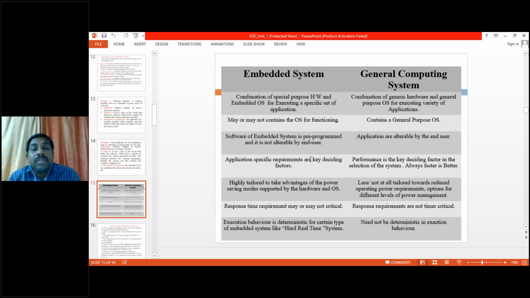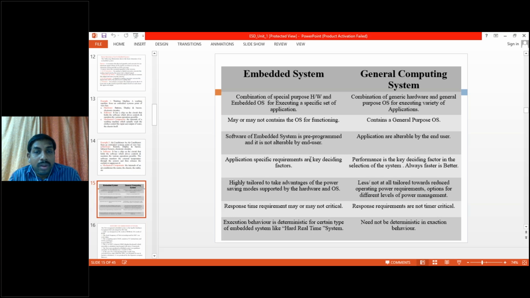What is a general purpose OS? Like your Unix, Linux, they are general purpose. Whereas the OS for embedded system is RTOS, real-time OS, like VxWorks. So all embedded systems may or may not contain the OS.